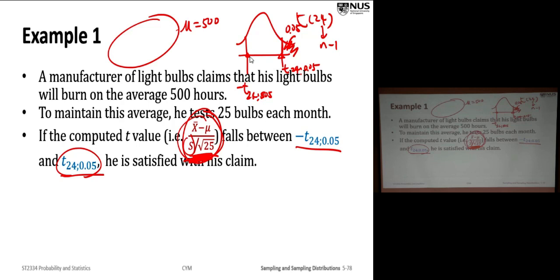All right. So what it claims is, okay, you got the sample, calculate x bar, calculate s, substitute in, and if the value falls between these two numbers, then he says that he believes that his claim is a valid claim. That means mu, what is the claim? The claim is mu equal to 500.